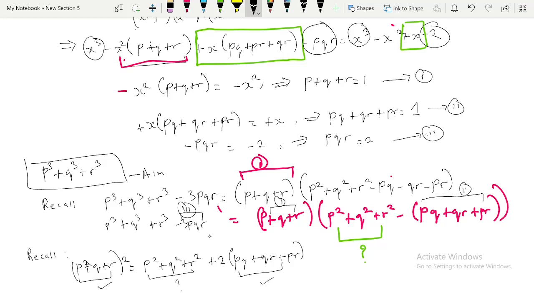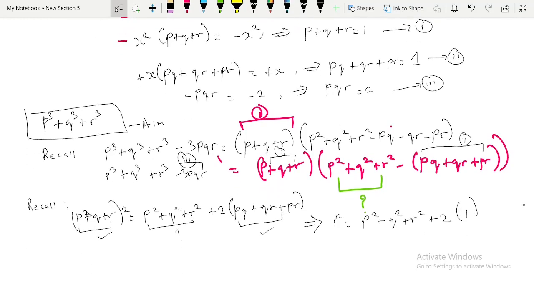So I just substitute. This implies that p plus q plus r is 1. So 1 squared is p squared plus q squared plus r squared plus 2 into pq plus qr plus pr, which is 1. And this implies that 1 is p squared plus q squared plus r squared plus 2. And then I have that p squared plus q squared plus r squared equals 1 minus 2, which is minus 1. So p squared plus q squared plus r squared is minus 1.